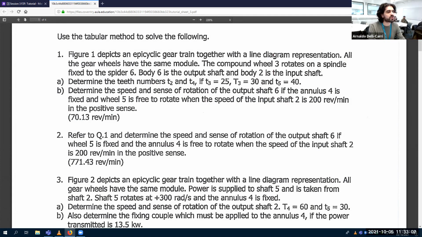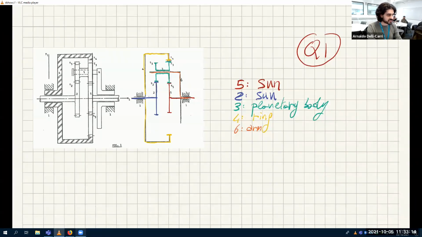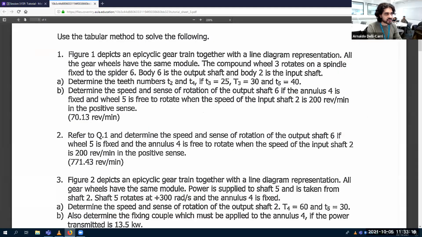Body 6 is the output shaft, and body 2 is the input shaft. This is extremely important. Let me write it down here. 6 is the output. So what's the input? 2. So the sun is the input.